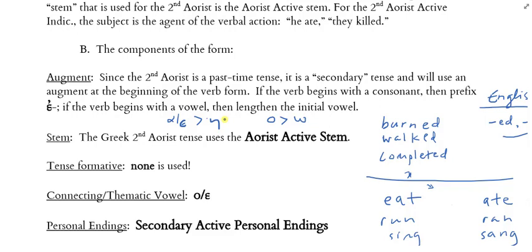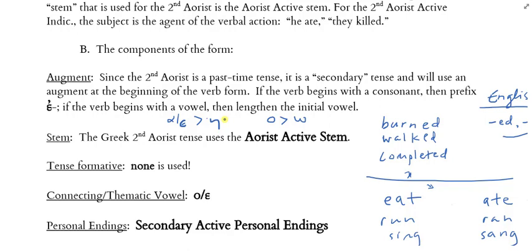Okay, the stem that's used is the aorist active stem. Tense formatives. The second aorist uses no tense formatives, and neither does the imperfect. So far, they're going to look really similar. When we get to the first aorist will use the tense formative. It'll use a sigma alpha, just like the future uses a sigma, and it'll be used in the same place. So that's going to be the big difference between the first aorist and the second aorist. Okay, but no tense formative here.